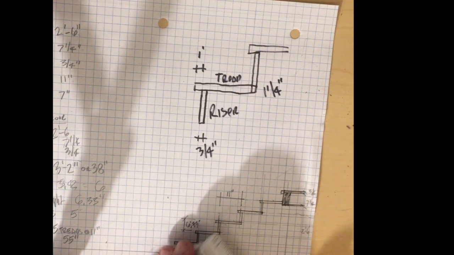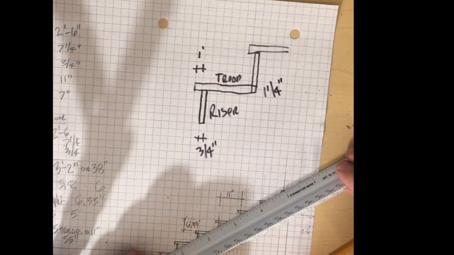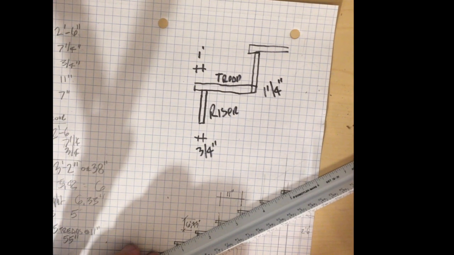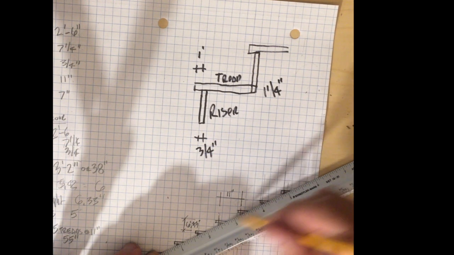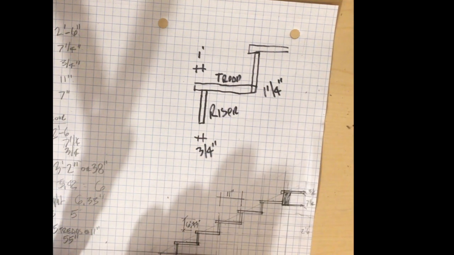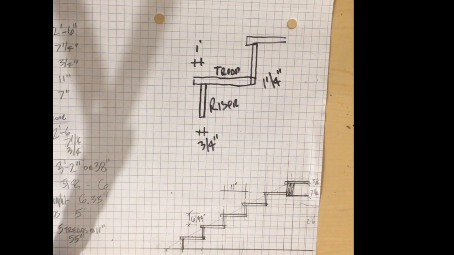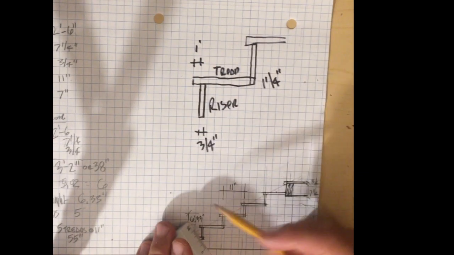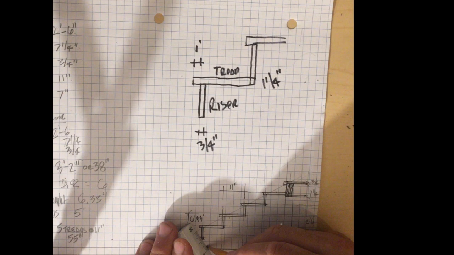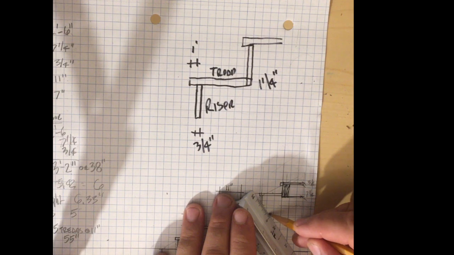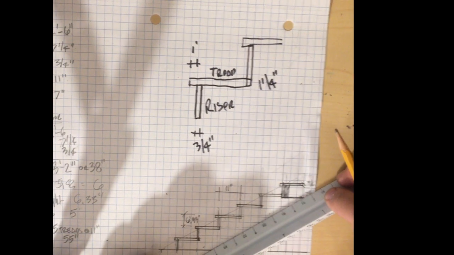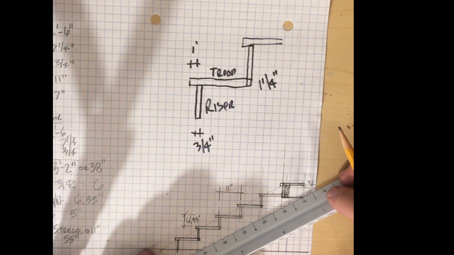So how I do that is I'm going to draw a diagonal line, like right here, coming from where the top of my risers are. If you can kind of see that. And then if it's a 2x12, it's 11.25 inches. So I'm going to draw another 11.25 inch line offset below it. And then I'm just going to continue this like such.